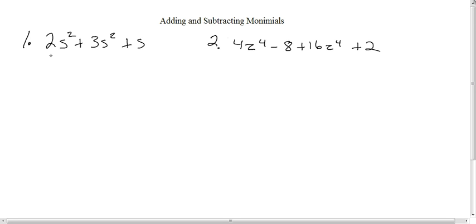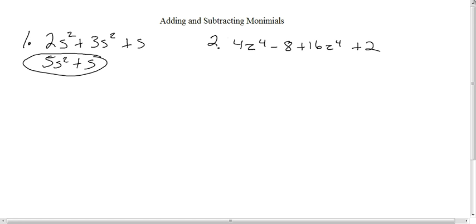So actually, my s squared and s squared are together, and now I simply have to combine them. To do so, I just add the coefficients. That'll be 2 plus 3, which gives me 5s squared plus s. Okay, just that simple. We cannot combine s and s squared, so that would be our final answer.